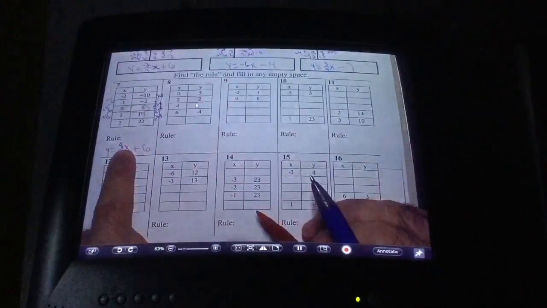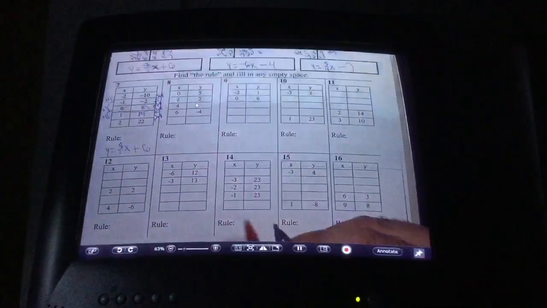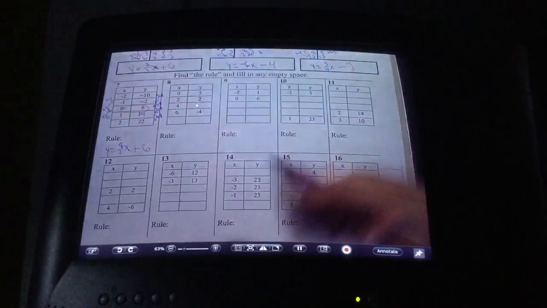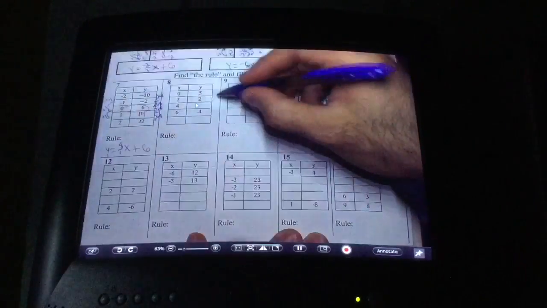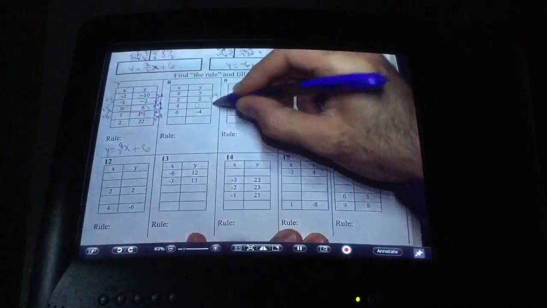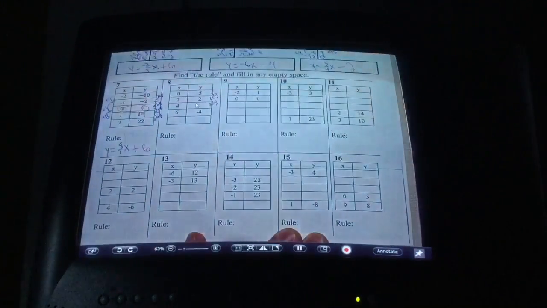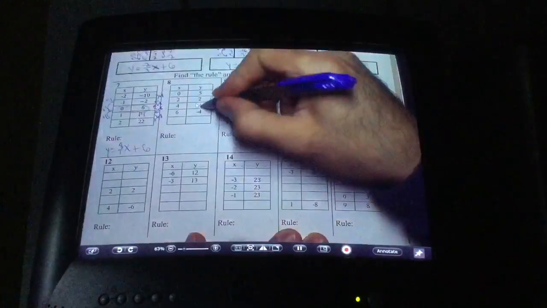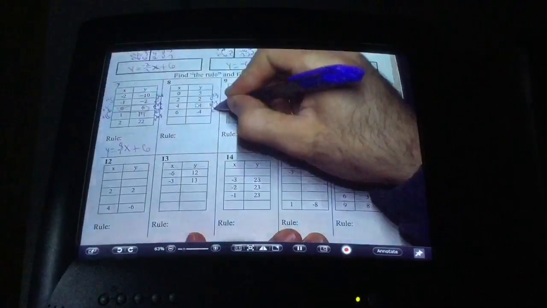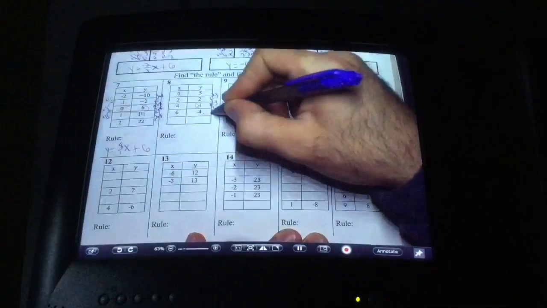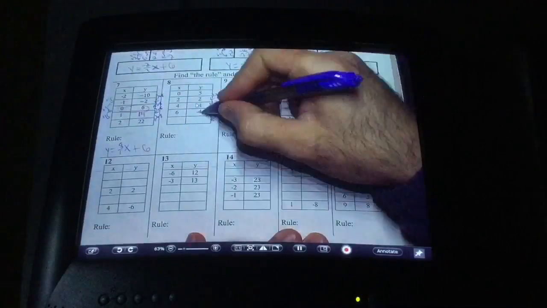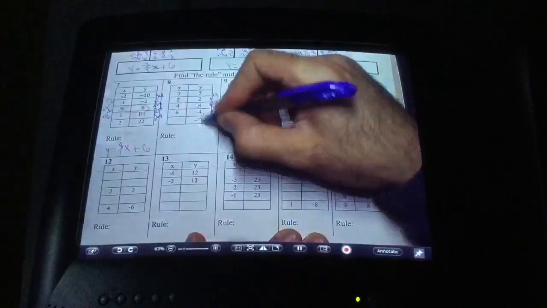Okay? Now this one has missing spots on the x and the y. So let's just look at the y part first. So over here I subtract 3. So what I'm going to have to do to get to the next one is subtract 3. So 2 minus 3 is -1. And if I subtract 3 from -1, I do get -4. If I subtract 3 from -4, I will get -7.